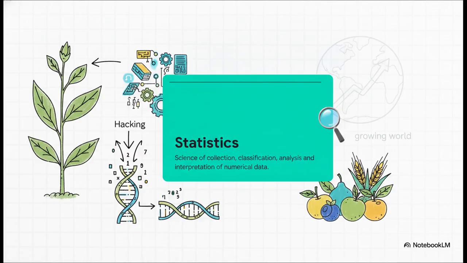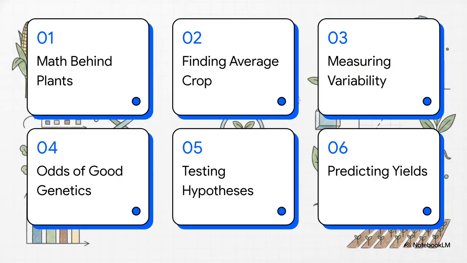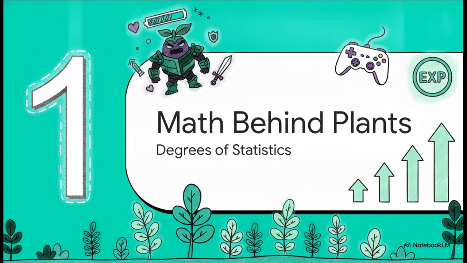for our growing world. To understand exactly how scientists pull this off, we're going to follow the incredible journey of a crop. We'll start with the math behind better plants, figure out how to find the average crop, and then measure plant variability. From there, we'll calculate the odds of good genetics, test our breeding hypotheses, and finally predict future crop yields. It's an amazing progression from a simple field observation all the way to complex predictive modeling. Let's get to it. Let's kick things off with Section 1, the math behind better plants.